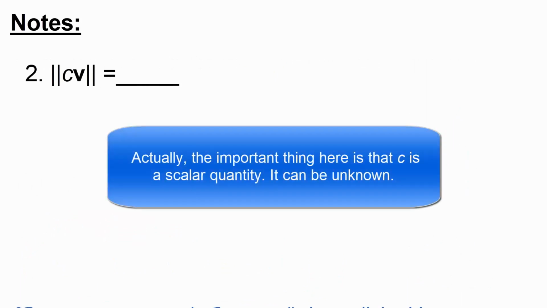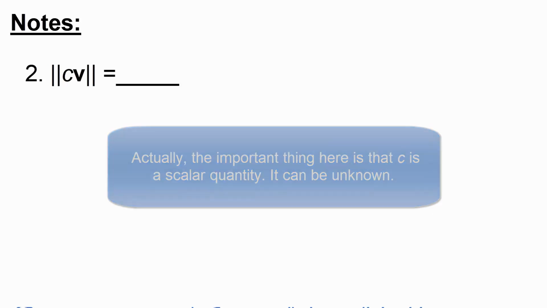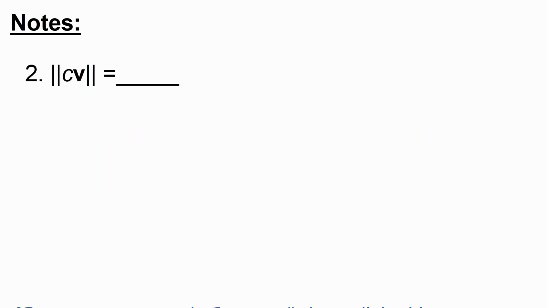So this is note number 2. c is a constant. It turns out that the magnitude of c times v, the magnitude of a constant times v, well, you can pull the constant out as long as you put absolute values around it in case it's negative. So it's actually not too hard to prove that the magnitude of c times v is the absolute value of c, which is just c if c is positive, times the magnitude of v. And that's actually pretty easy to prove using the magnitude formula, the Pythagorean theorem, in other words, and a little bit of algebra.